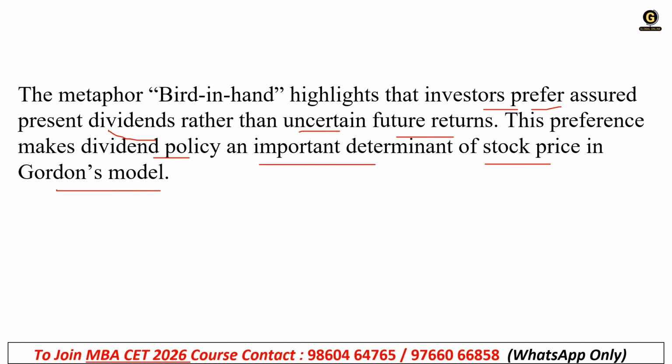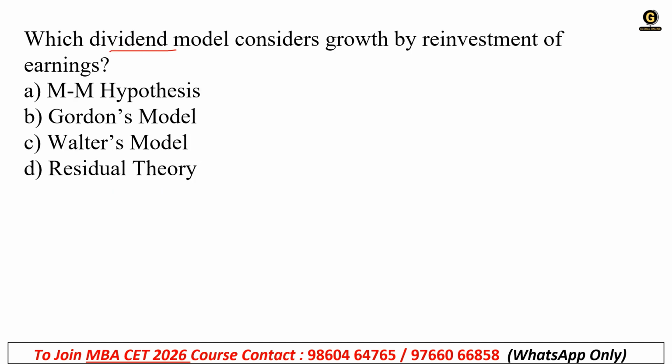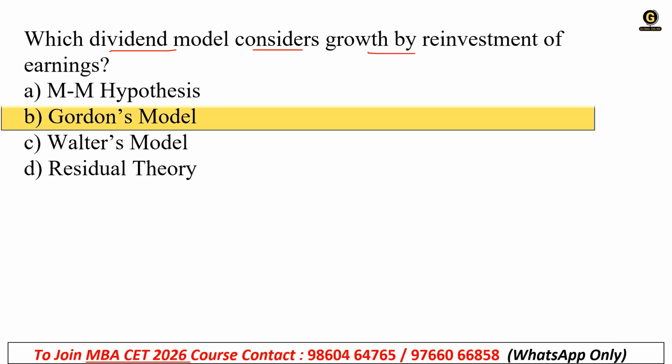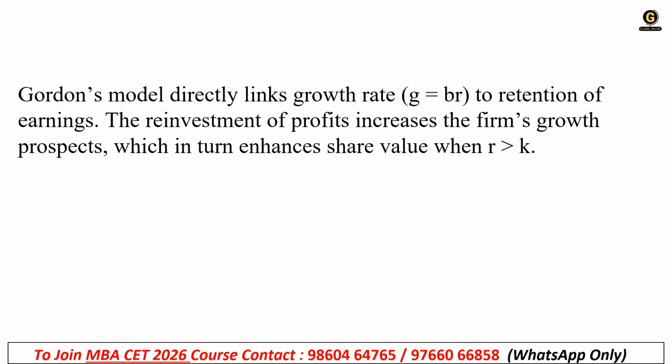Clear? Next question. Which dividend model considers growth by reinvestment of earnings? A. Hypothesis. B. Gordon's model. C. Walter's model. And D. Residual theory. That is your Gordon's model. Gordon's model directly links the growth rate, g equal to br, to retention of earnings. The reinvestment of profit increases the firm's growth prospects, which in turn enhances the share value if r is greater than k, that means the return is greater than the cost of equity.